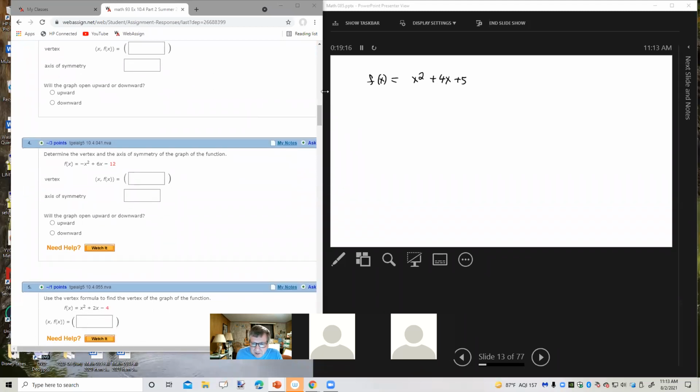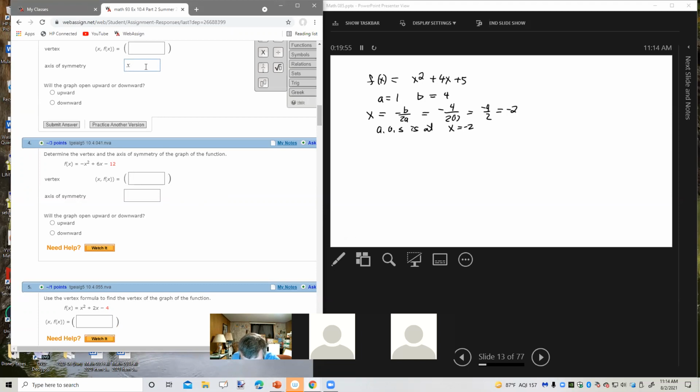Okay, anyway. So for this problem, a is 1 and b is 4. Any questions where I got the 1 and the 4? This is just like if we were going to use the quadratic formula. All right. So for x equals negative b over 2a, that would be negative 4 over 2 times 1, which is negative 4 over 2, which is negative 2. So the axis of symmetry is at x equals negative 2. Okay, so over here, I'm going to put x equals negative 2.